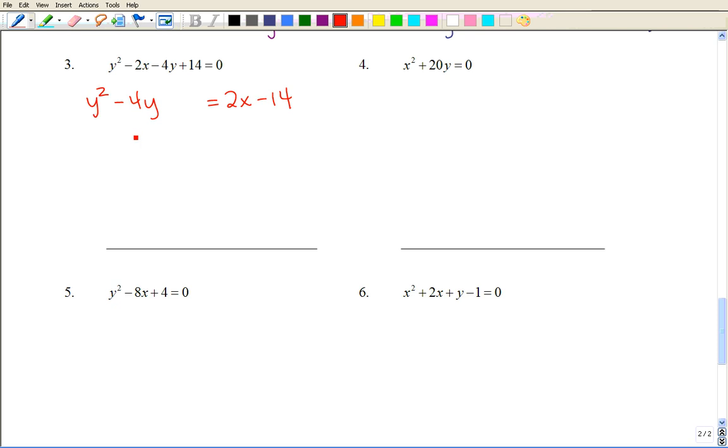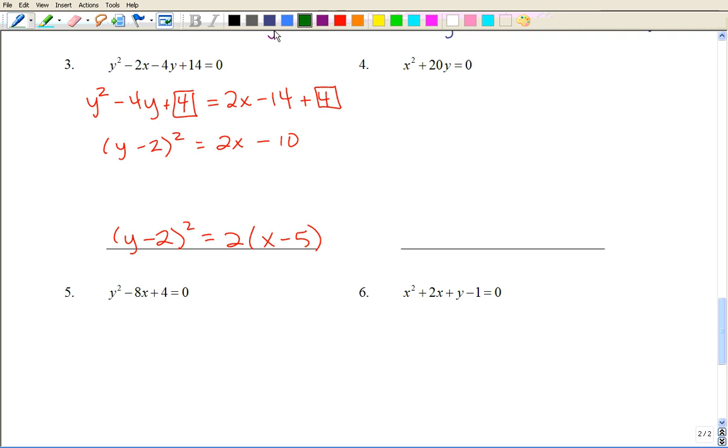Negative 4 divided by 2 squared is 4. And then I need to add that to the other side as well. So this factors into y minus 2 squared equals 2x minus 10. So then finally I need to take out the GCF on the right-hand side, so I have y minus 2 squared equals 2 times x minus 5.